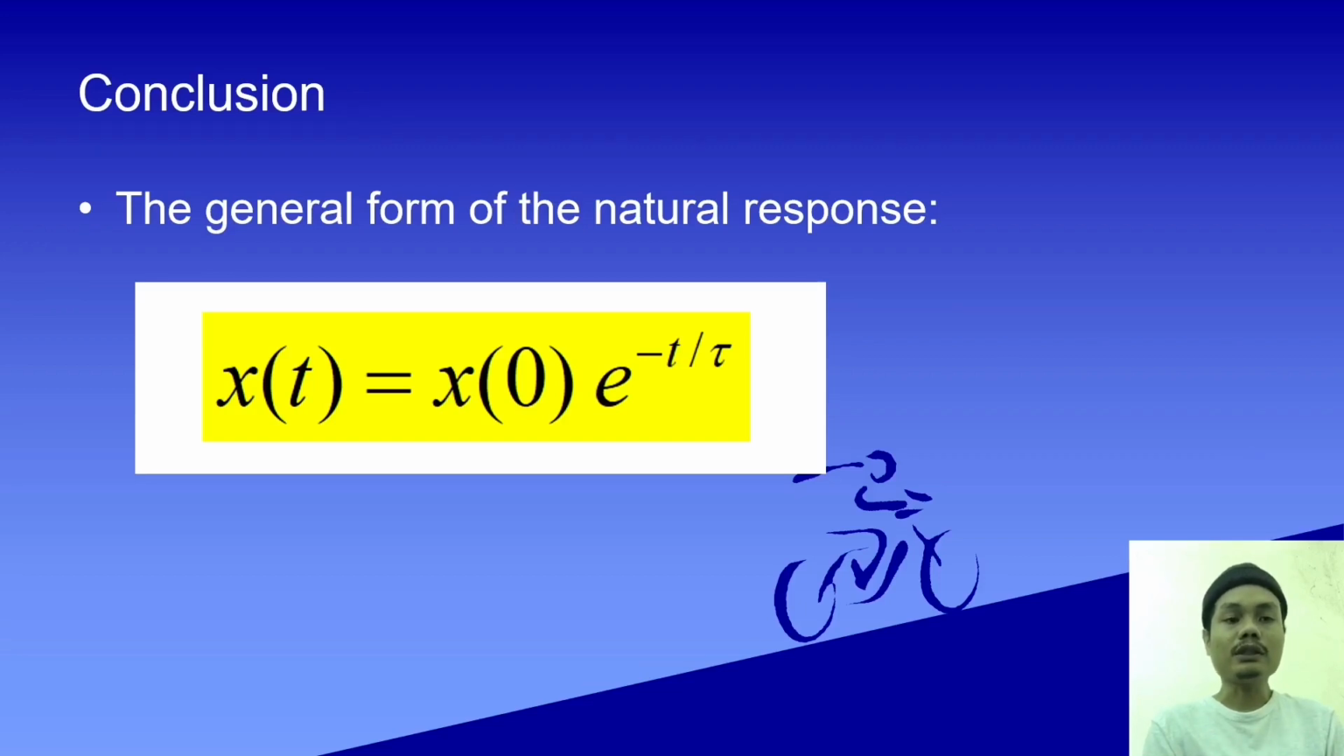The time constant is the time required for a response to decay to 1 over e of its initial value. For an RC circuit, the time constant equals RC. Thank you.